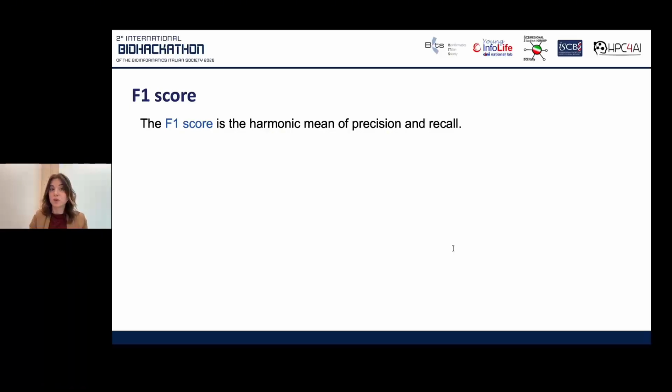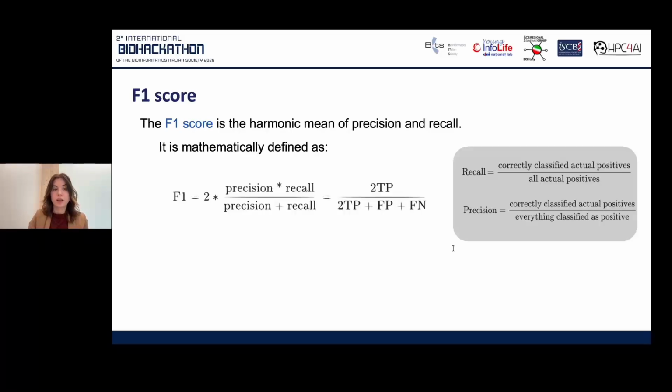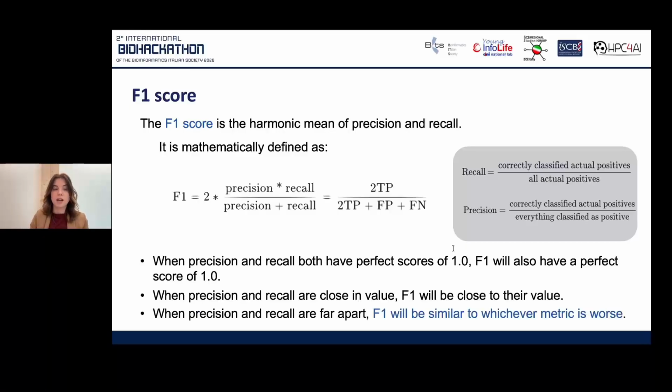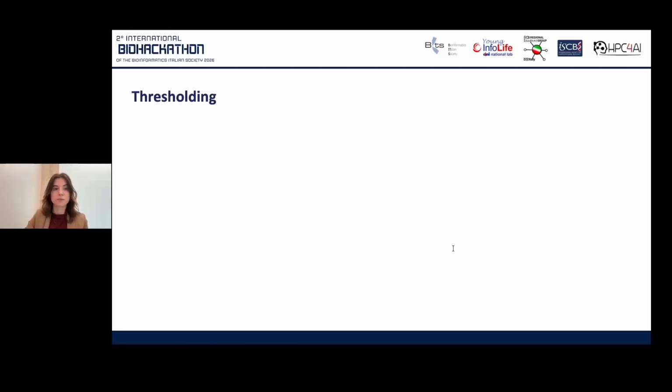Another metric we could use is the F1 score, which is the harmonic mean of precision and recall. This is the mathematical definition, and when precision and recall both have perfect scores, F1 will also have a perfect score of 1. But if they are close in value, F1 will be close to their value. But if they are far apart, F1 will be similar to whichever metric is worse. That's why the F1 score is quite useful.